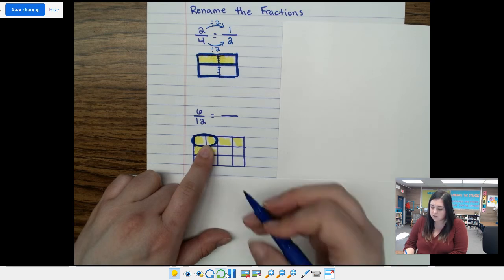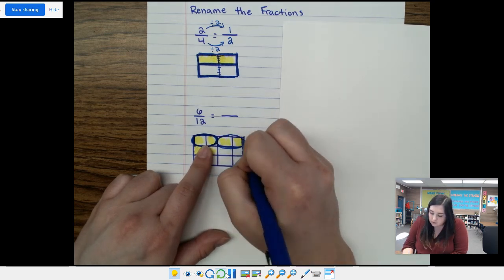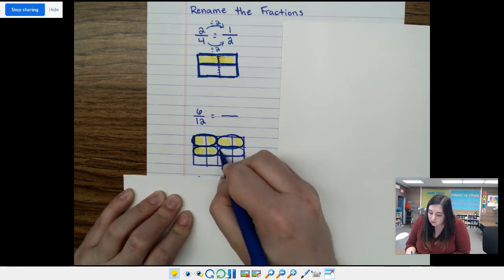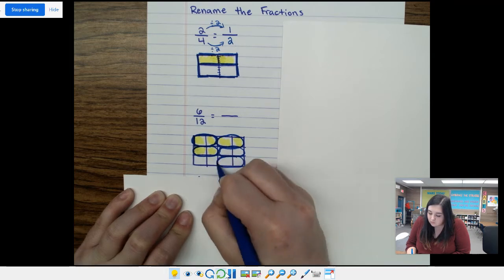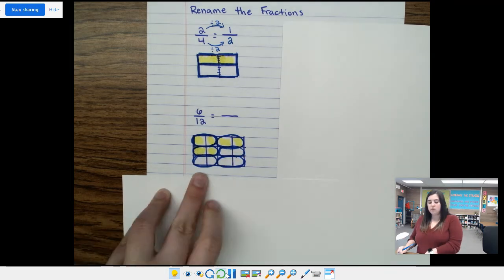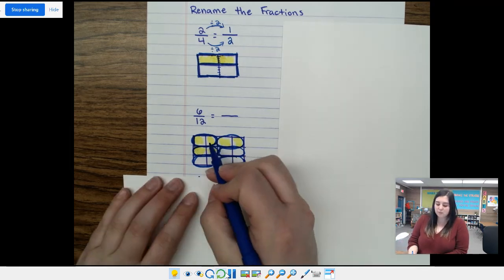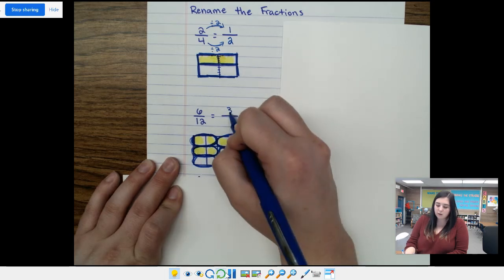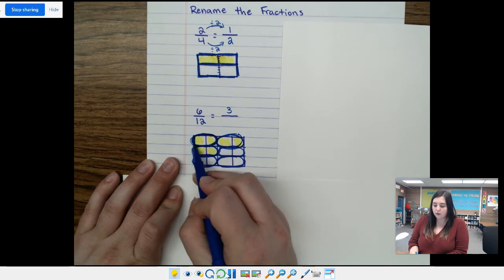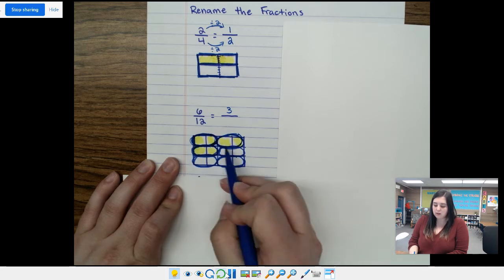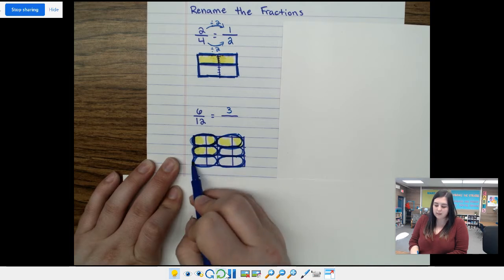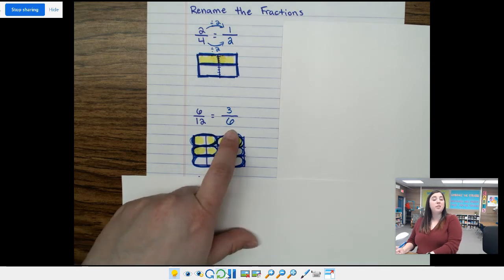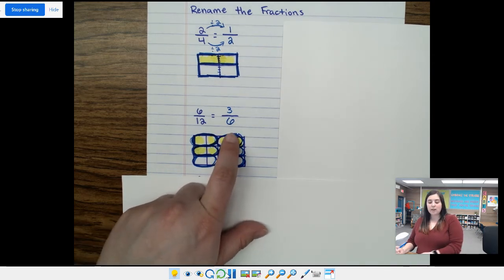I'm going to combine those 2 parts, combine those 2 parts, these 2 parts, these 2, these 2, and those 2. So I'm ignoring the purple, just looking at the blue. So now I have 1, 2, 3 parts shaded out of 1, 2, 3, 4, 5, 6 parts total. But I renamed the fraction, but this is not the smallest I could make it.